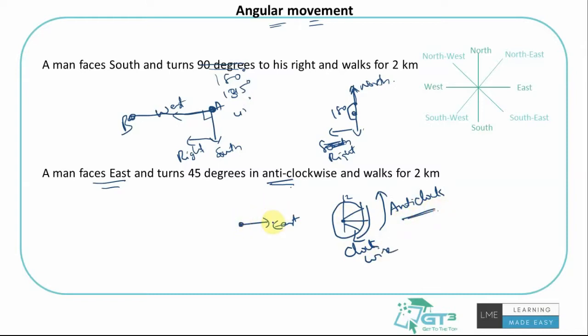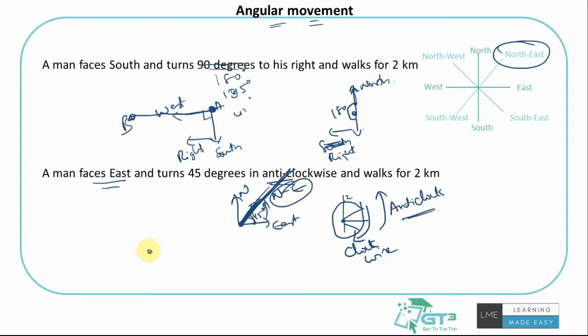A person facing east turns anti-clockwise for 45 degrees. So this is the anti-clockwise. The person would have turned 45 degrees and now is facing this direction. What is this direction? Northeast. Because I know this should be north, so he is between north and east, so northeast. And he walked for 2 kilometers, so he must have walked in this direction.